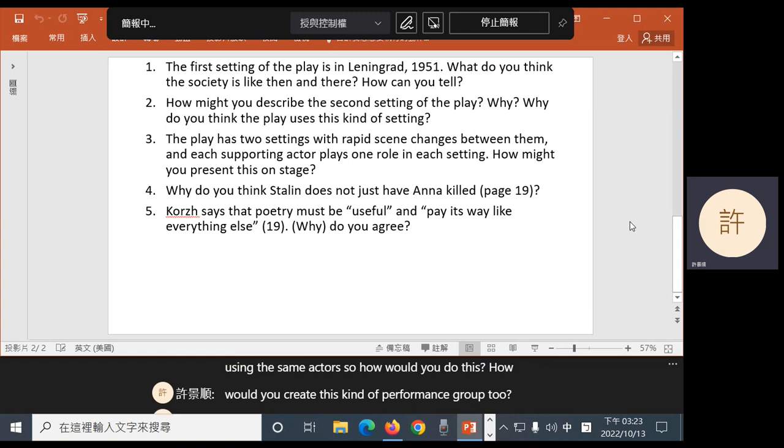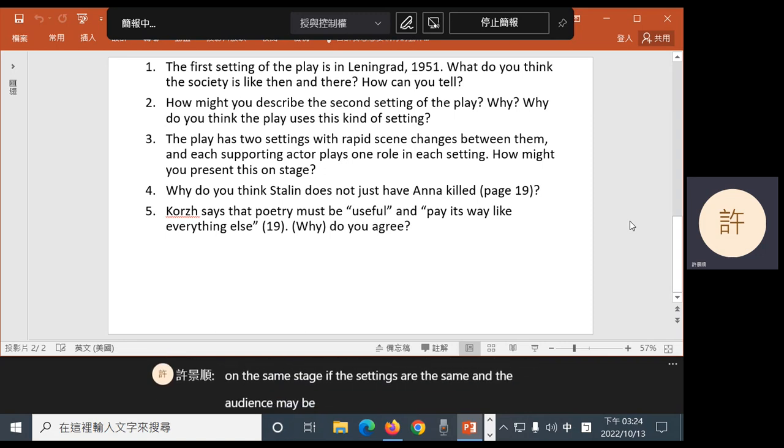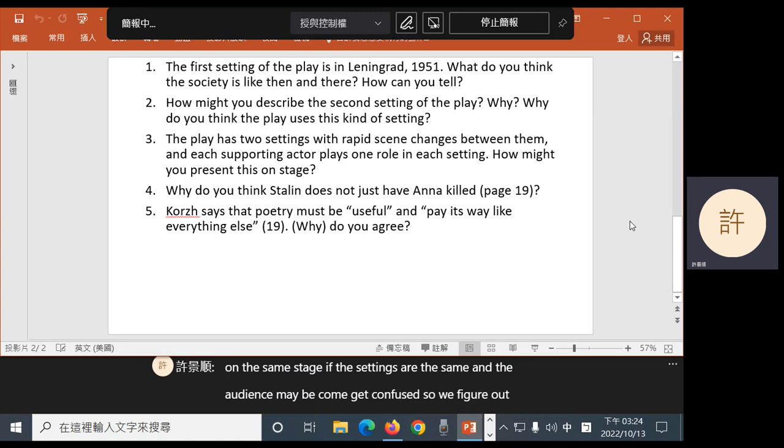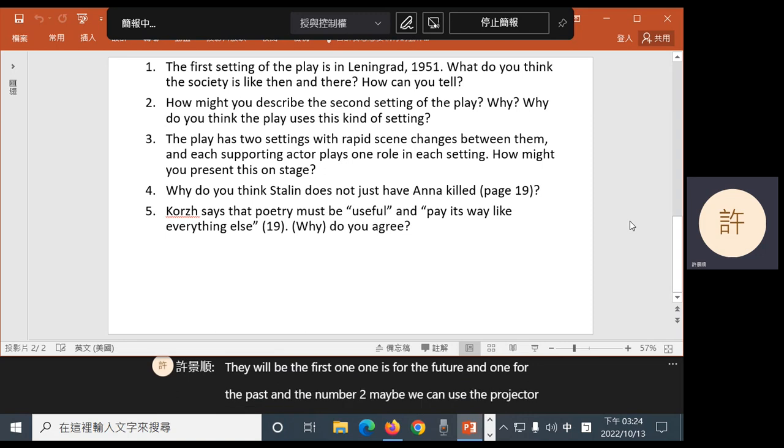So I think that it's pretty hard because it's a performance on a stage. The settings must be different, because on the same stage, if the settings are the same, the audience may become confused. So we figure out some ways and they might work. First, maybe there will be two groups of actors to play the same role, one for the future and one for the past. And then number two, maybe we can use the projector to project different slides to make people feel the time has already changed.